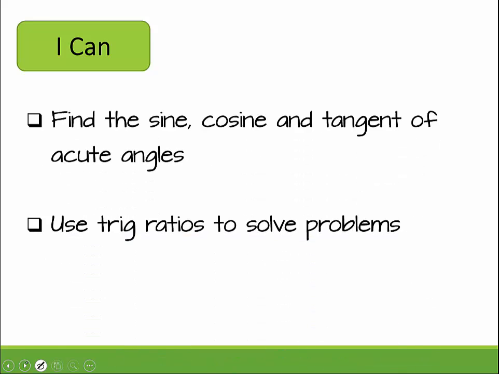So you should be able to find the sine, cosine, tangent of acute angles, and then use them to solve problems like we just did. Make sure you write down any questions you have, and we can go over them in class.